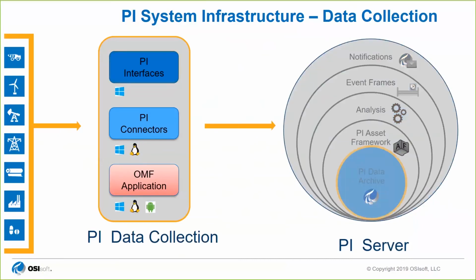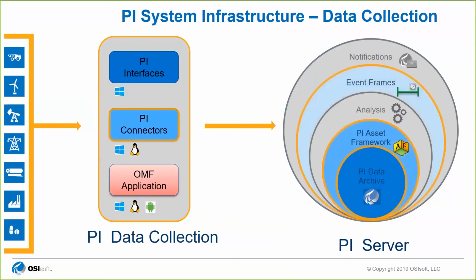So the OM PI interfaces write to the PI data archive. Connectors can write to the PI data archive and asset framework, and OMF are like connectors that are configurable and customizable, and you can just build from the ground up. So you might have only ever heard of interfaces, which is still how probably most of the data gets collected out there right now, just kind of streaming in sensor data into tags.